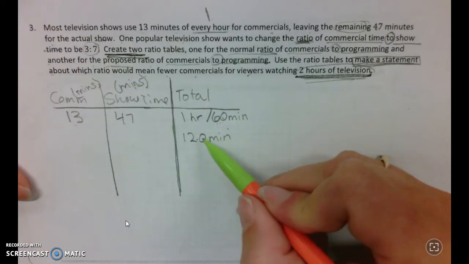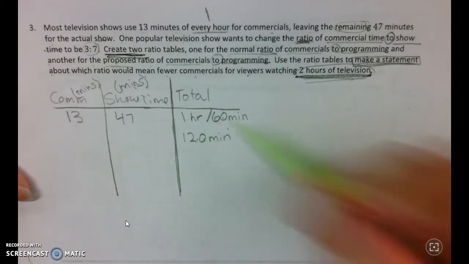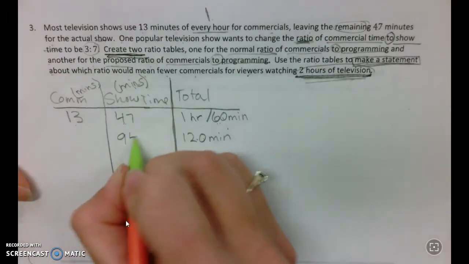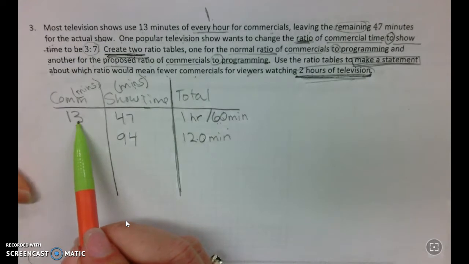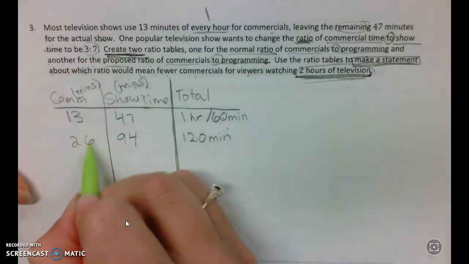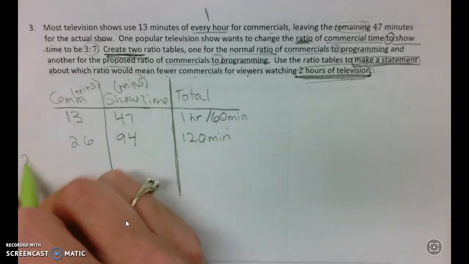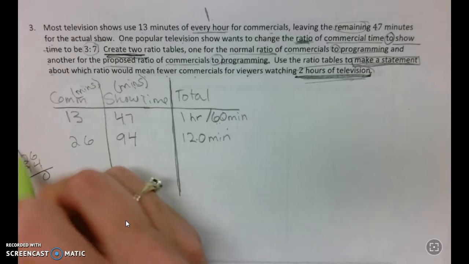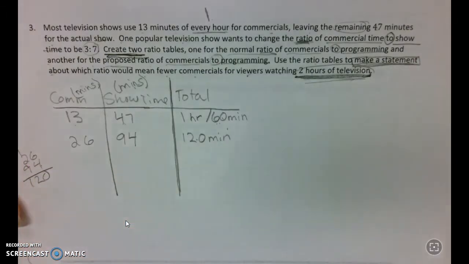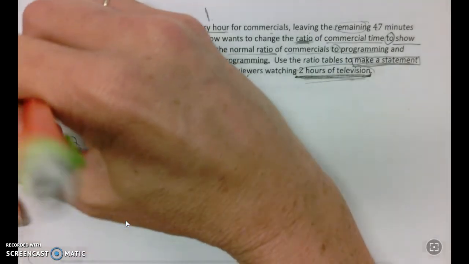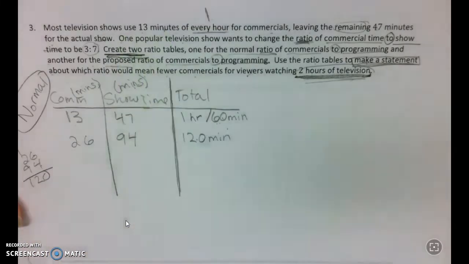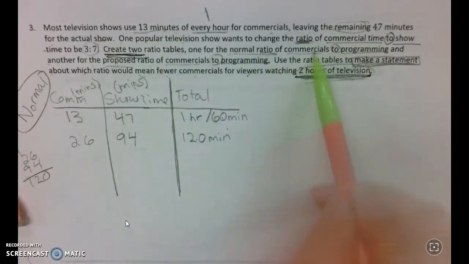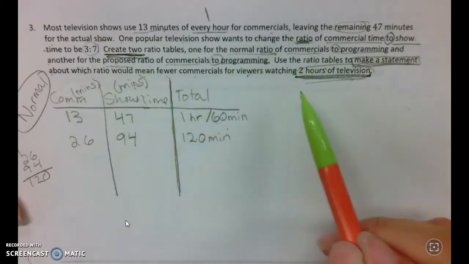So if I do the same thing to each number, it'll stay equivalent. So if I double 47 or do 47 times 2, I get 94. And if I do 13 times 2 or 13 plus 13, I get 26. Just to make sure that it all does go together, I'm going to add up 26 and 94. And it does indeed equal the 120 minutes. So again, more labels the better. This is my normal. Most television shows, what they do. I've got my 2 hours. I use the ratio of commercials to showtime, so it's all checking out.